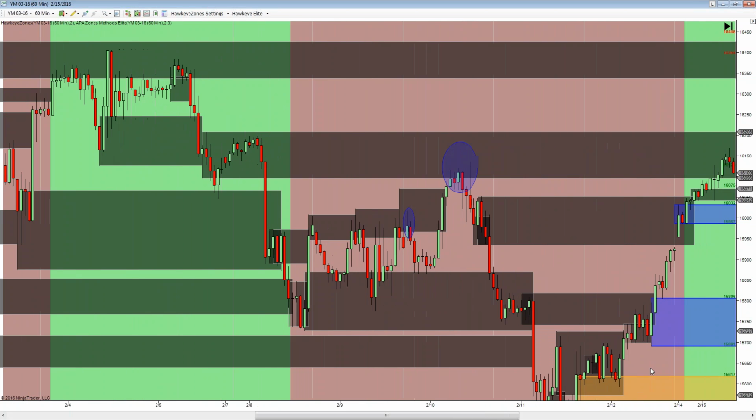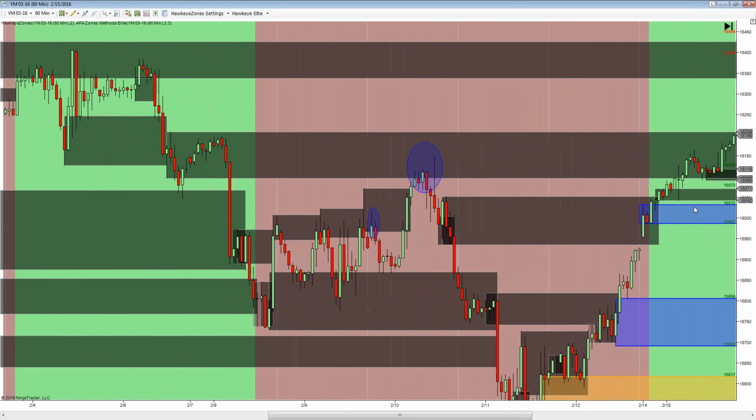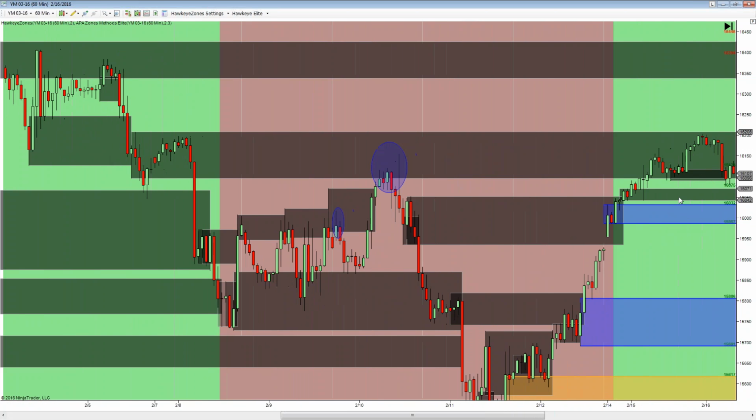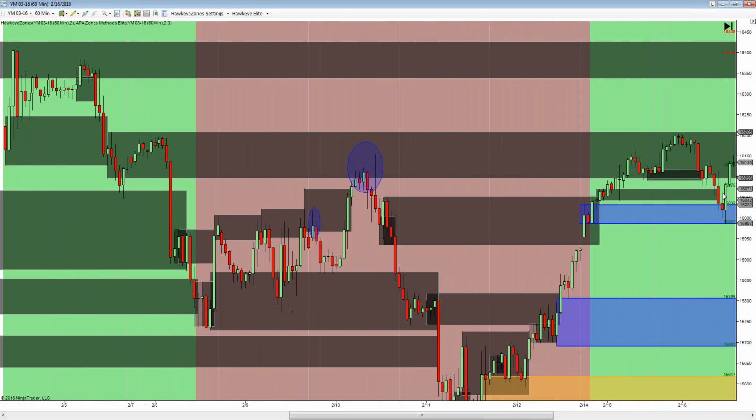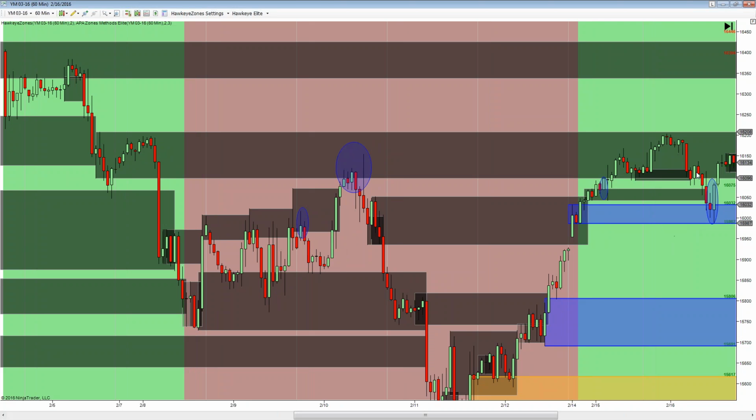And then when you get the three zones of new demand form, it changes the background green. So now you're just looking to buy the demand areas. And lo and behold, you get that nice little engulfing bar pattern right there. That's pretty cool. You get it right there, and you're just able to get on board.